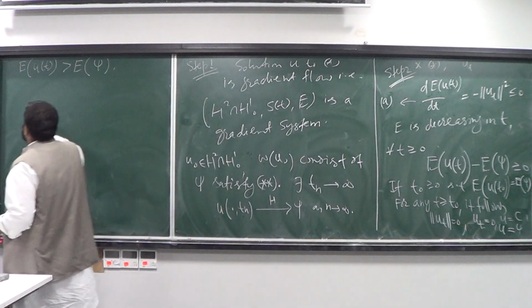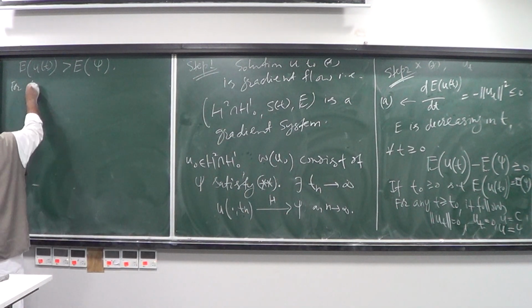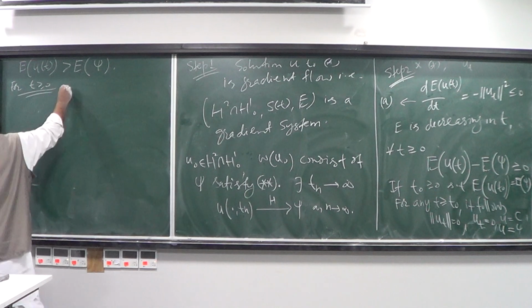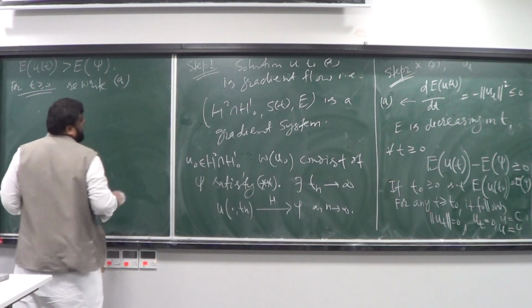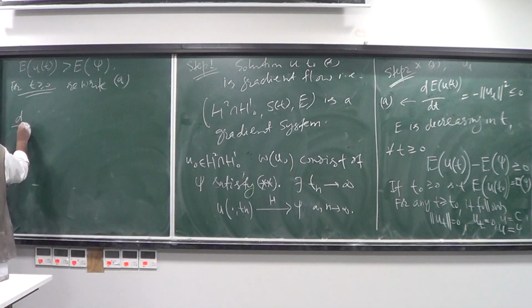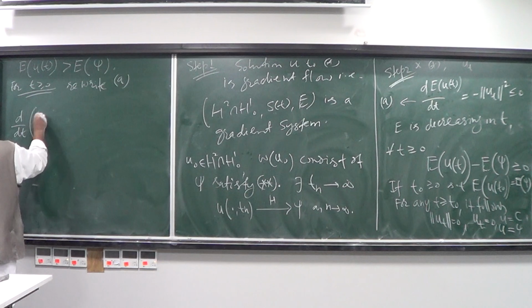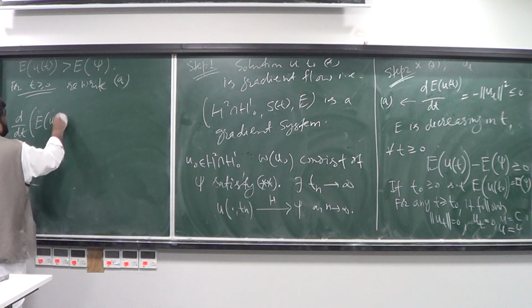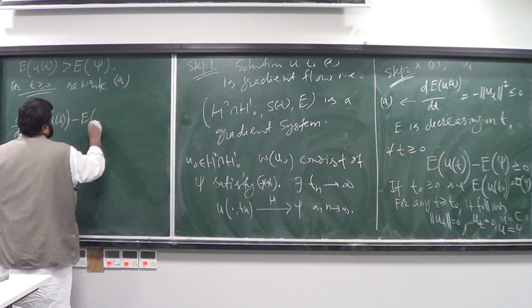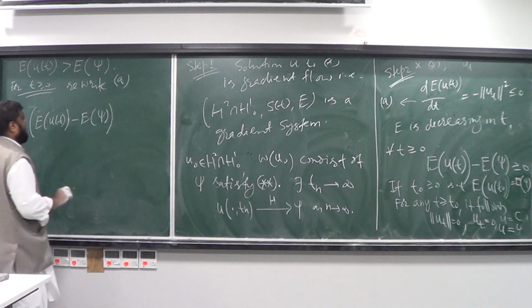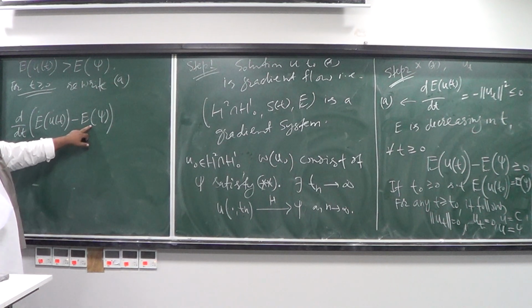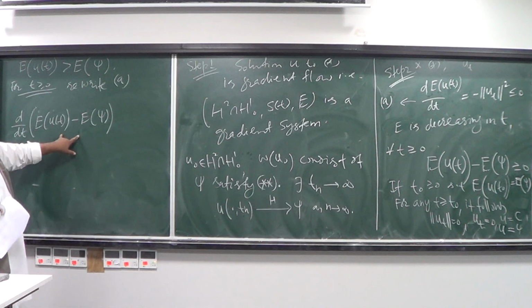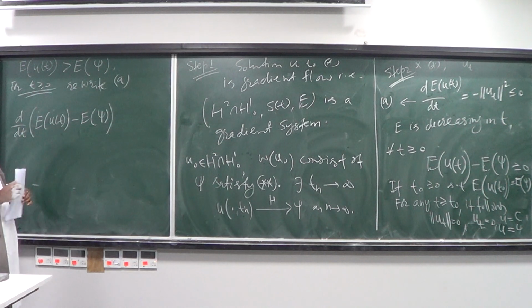So now for t bigger than or equal to 0, let me rewrite the equation A. And how am I going to rewrite it? Let me write d by dt of E of u of t, and let me subtract E of psi. Would that make any difference? This would not make any difference because E of psi is independent of time, so its time derivative must be 0. So this is really equal to d by dt of E of u minus E of psi.